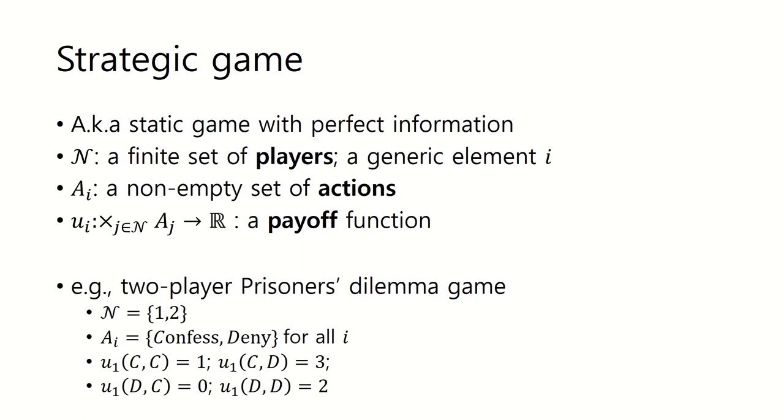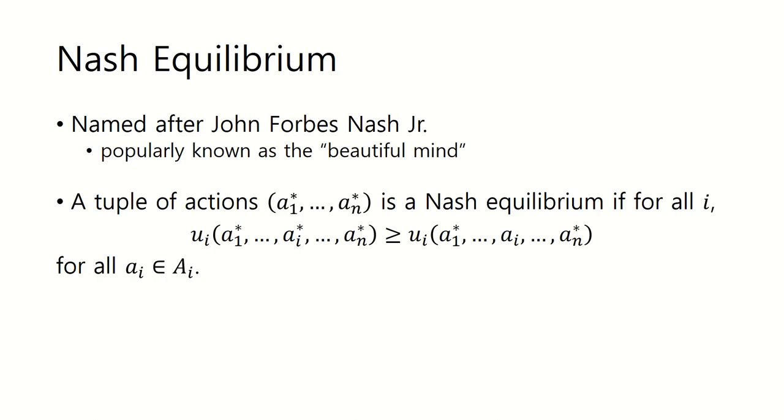Yeah, so this is a strategic game. And we need a solution concept, right? We need a solution concept to make a prediction. So we describe the situation, and from this situation, we want to make a prediction. So in such and such situation, this and that will happen. That's what we want to do. For that, we need a solution concept, and the most popular, most well-known solution concept is Nash equilibrium.